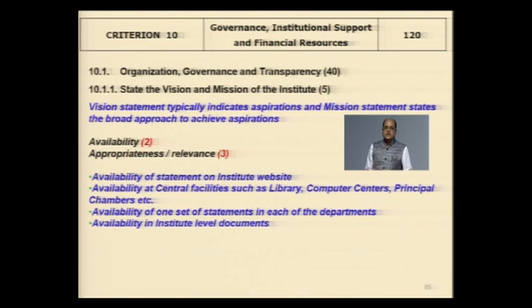All central facilities like the library, computer center, principal chamber should display the institute vision and mission statement. One set of statement, because department vision and mission is in sync with the institute vision and mission, it is expected that one set of statement of institute vision and mission should be displayed in public domain in each of the departments being run by the institute. And any document which the institute publishes at institute level should have the vision and mission statement for the benefit of all those reading that document.